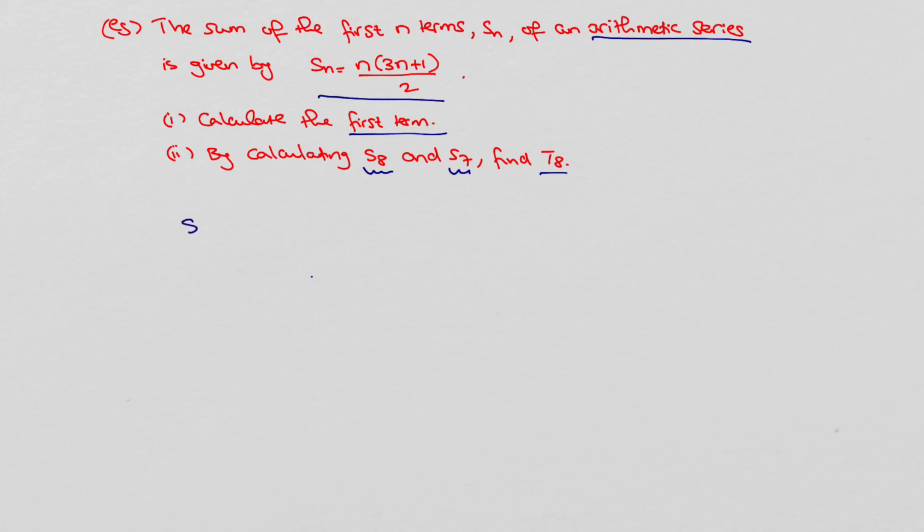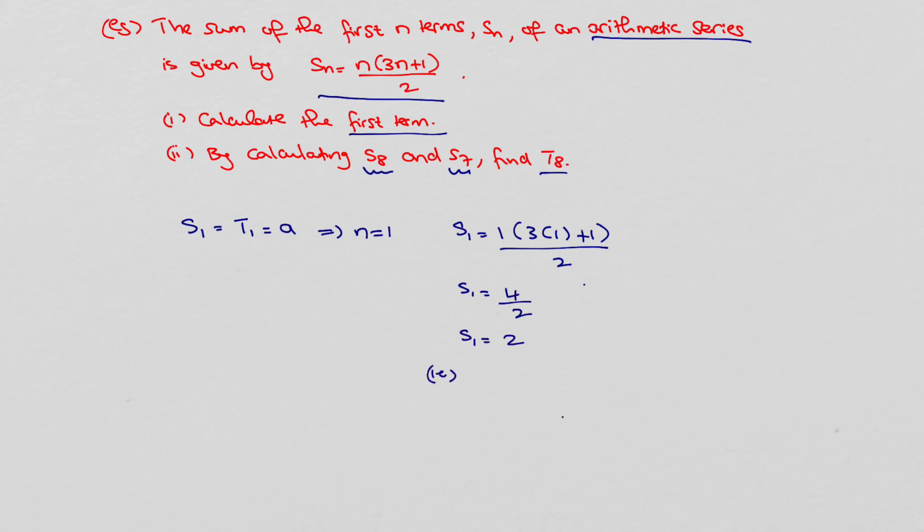So we know that our first term is going to be the sum of the first term. So that means I'm going to let n equal 1 in my given equation. So that means that S of 1 is equal to 1 times (3 times 1 plus 1) all over 2. Making sure you're doing inside the brackets first there. So we have 3 times 1 is 3 plus 1 is 4, times 1 is 4, all over 2. So the sum of the first term is 2. In other words, A, my first term, is 2.